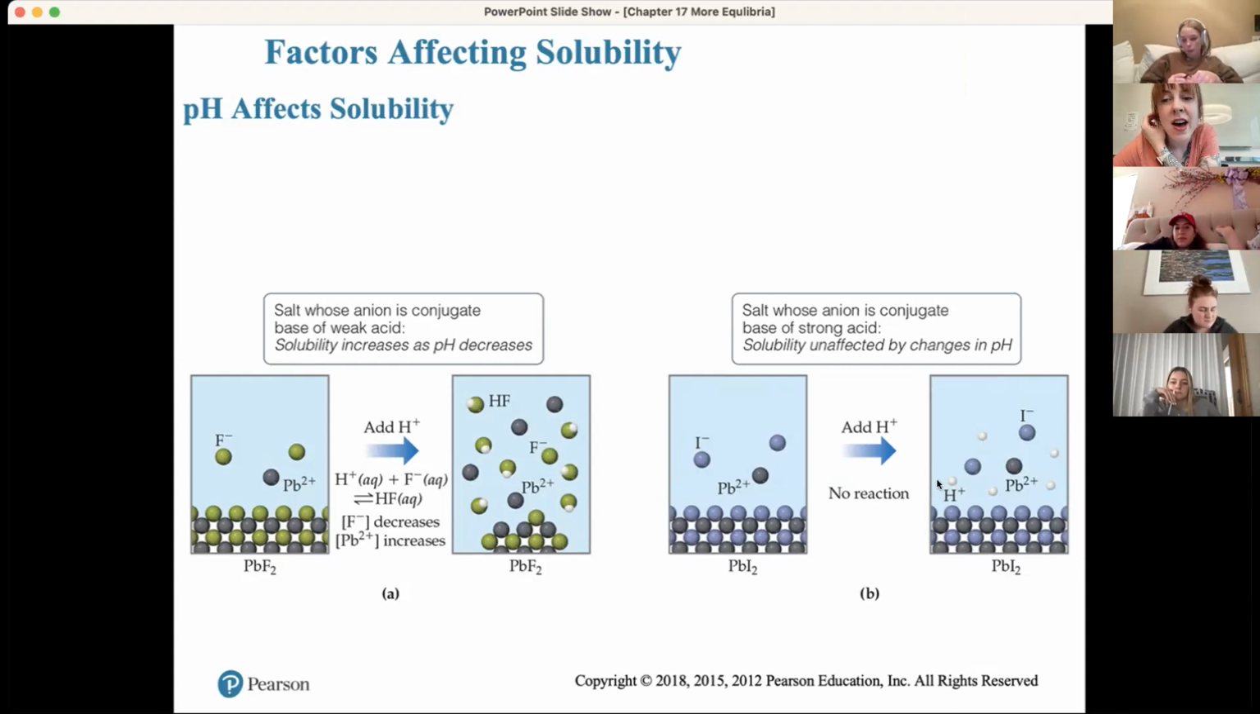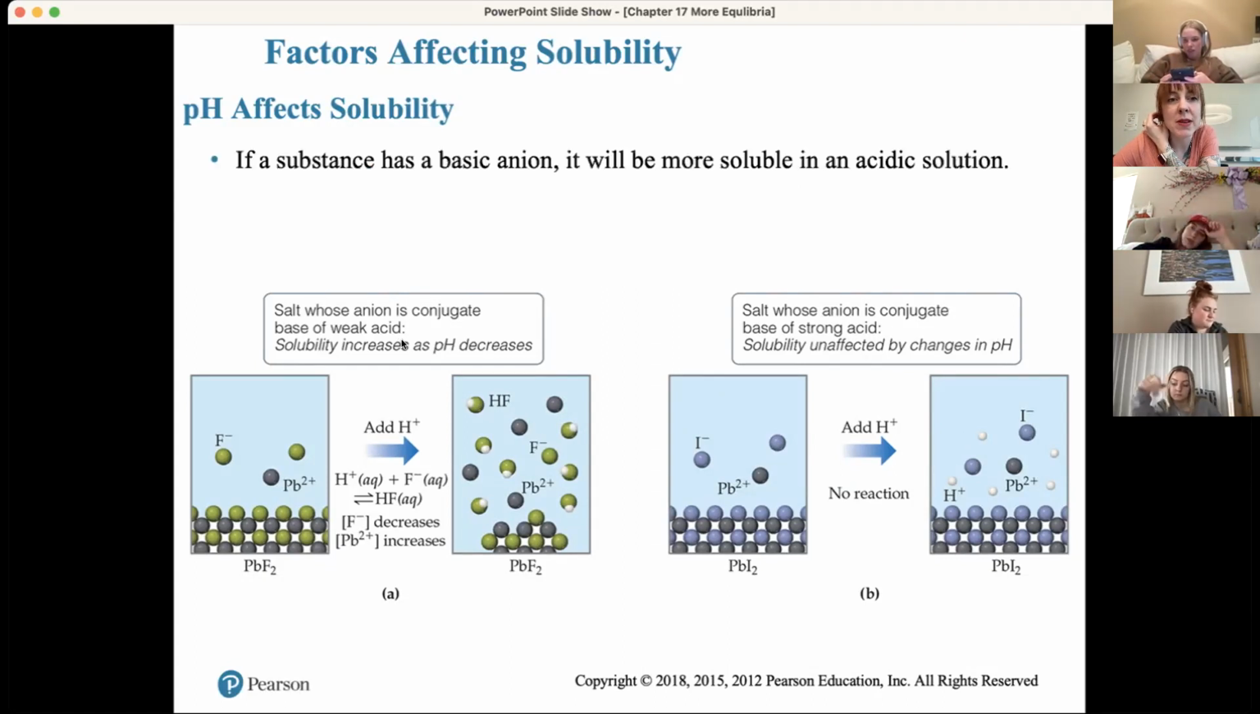So if my anion is the conjugate base of a strong acid, negligible, then it's not going to be affected by pH. If the conjugate acid is an anion of a weak acid, it will. So if a substance has a basic anion, those weak bases, it's going to be soluble in acidic solution because it's going to produce some weak acid.